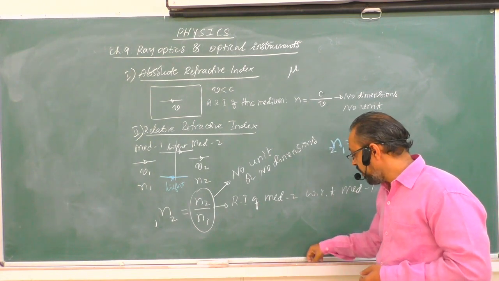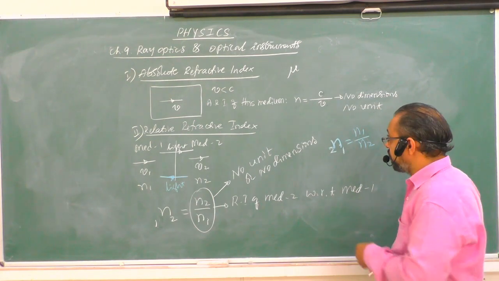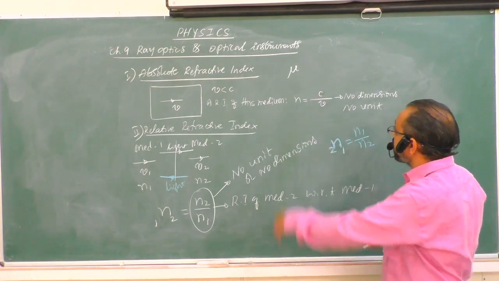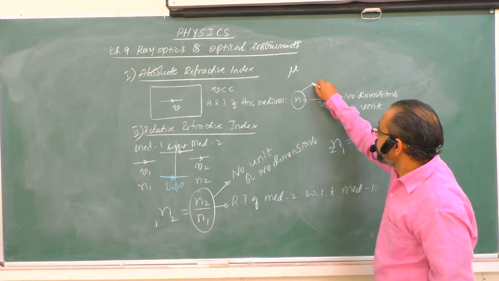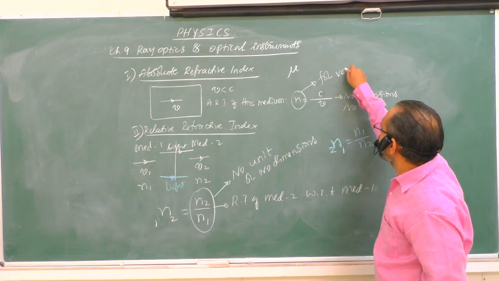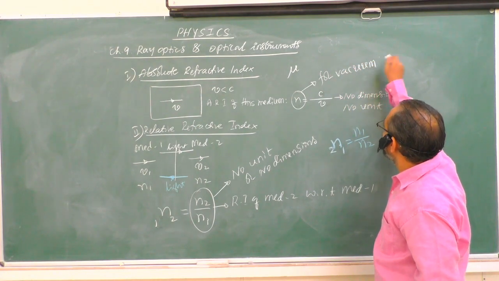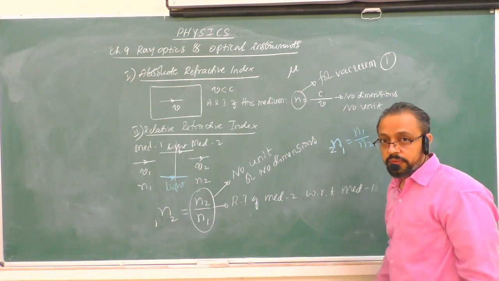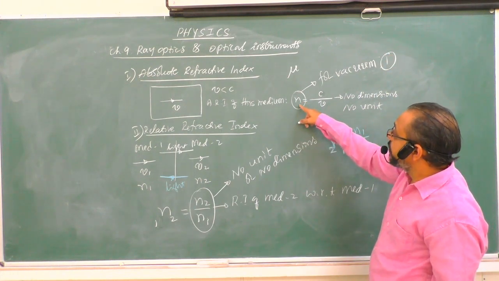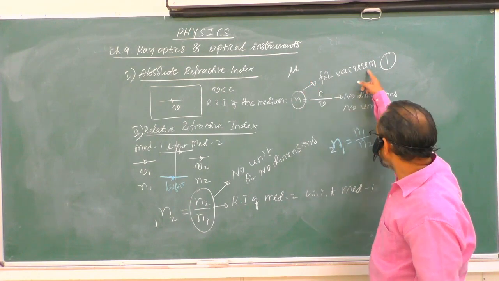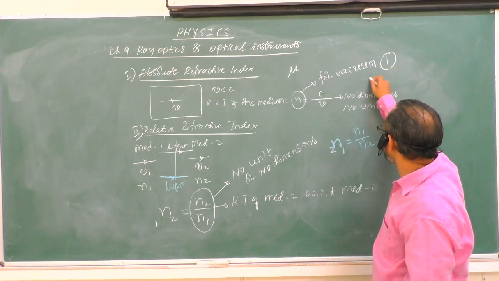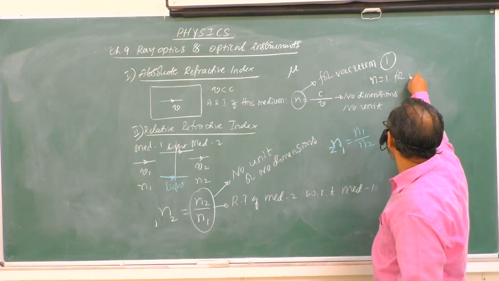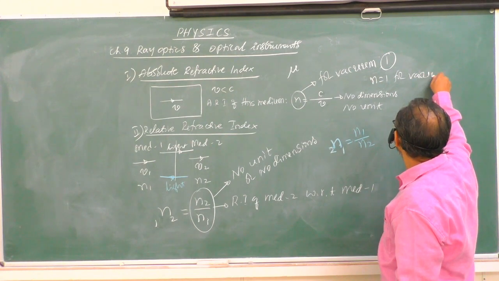And one thing I will make clear, the value of absolute refractive index for vacuum is 1. So absolute refractive index of vacuum is 1. So n is equal to 1 for vacuum.